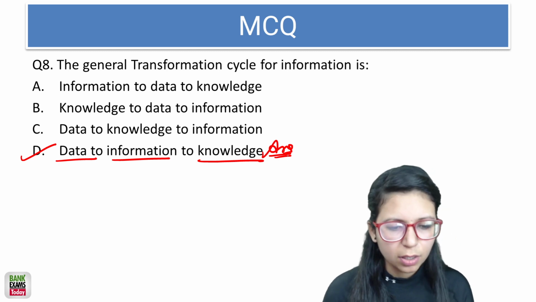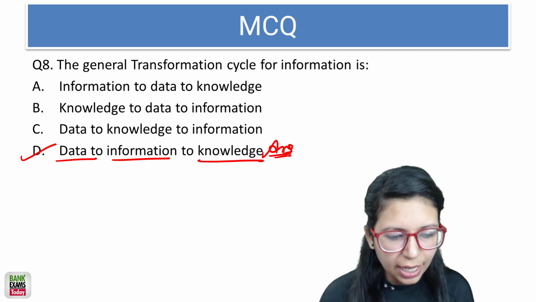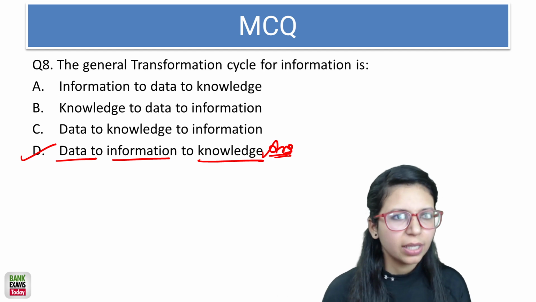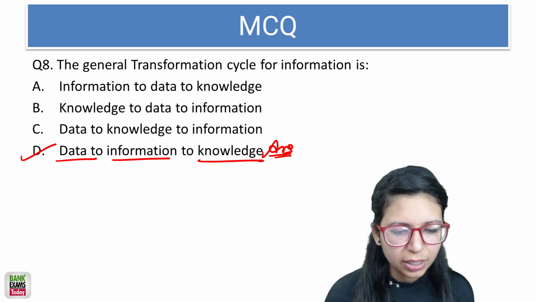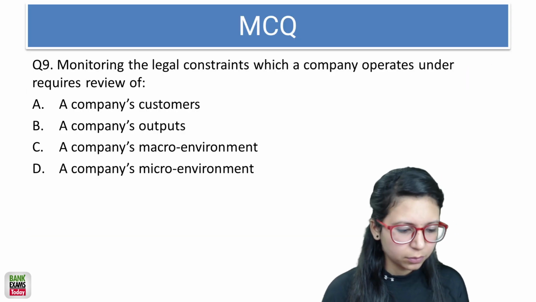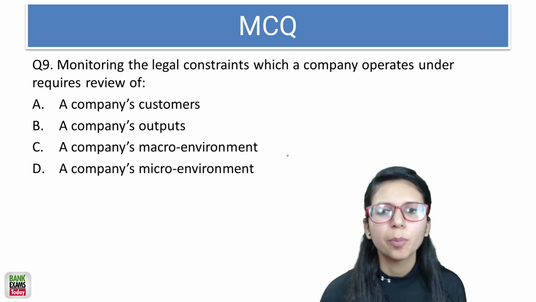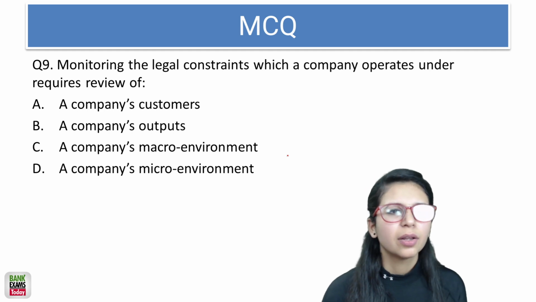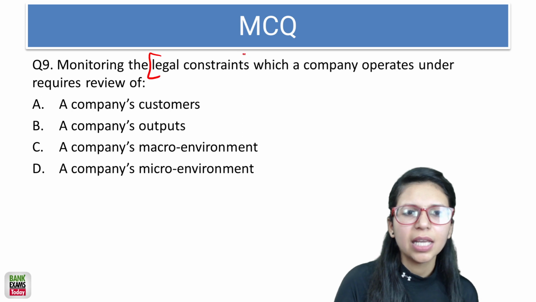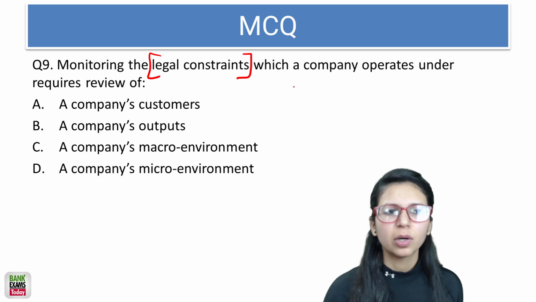Yeah, so option D is the correct answer. Now you need to number the question and then write the answer, so that I know for which question you are giving the answer. Now let's see the next question, which is: monitoring the legal constraints which a company operates under is part of what?